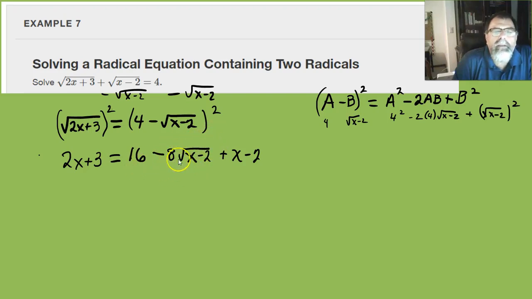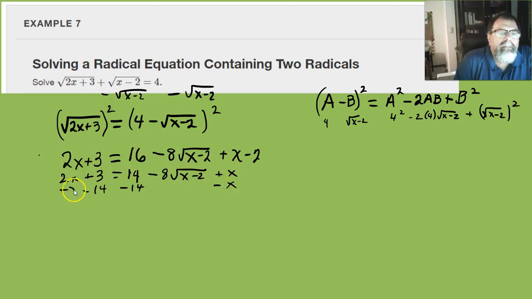Okay, so let's combine like terms first. The 16 and the minus 2 are on the same side of the equation, so that's 14. Now we're going to subtract 14 because we want to get this radical by itself. We're going to subtract x as well. So 2x minus x is x. 3 minus 14 is minus 11. Those canceled, those canceled. And we've got minus 8 square root of x minus 2.